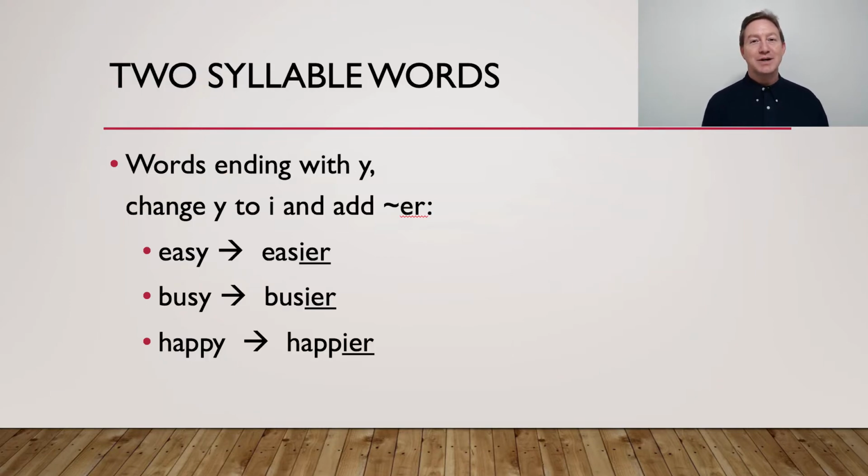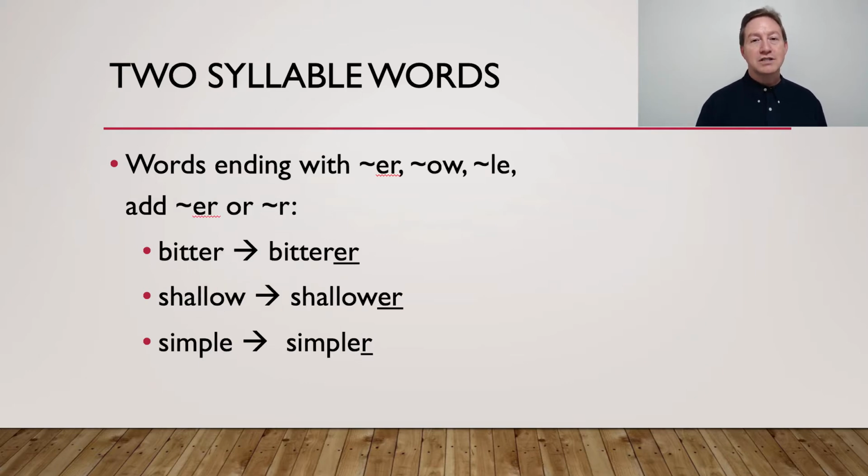Let's talk about two-syllable adjectives. We have some different rules for two-syllable adjectives. First, let's look at adjectives that end with Y. If the adjective ends with Y, then you need to change the Y to an I first, and then add ER. So words like easy, that's two syllables, easy, ends with Y. We're going to take the Y off, we're going to add IER, so it becomes easier. The word busy, drop the Y, add the I, it becomes busier. And the last example, happy, we drop the Y, we add I, and it becomes happier.